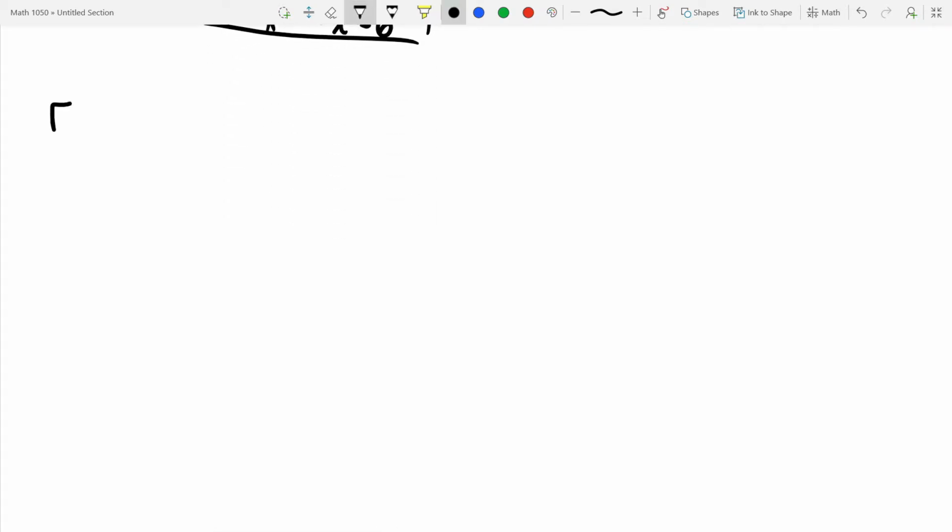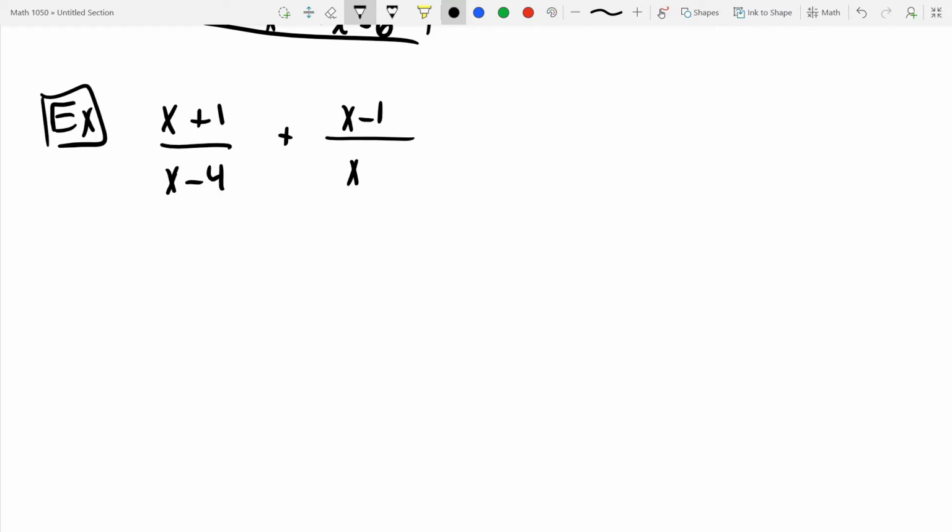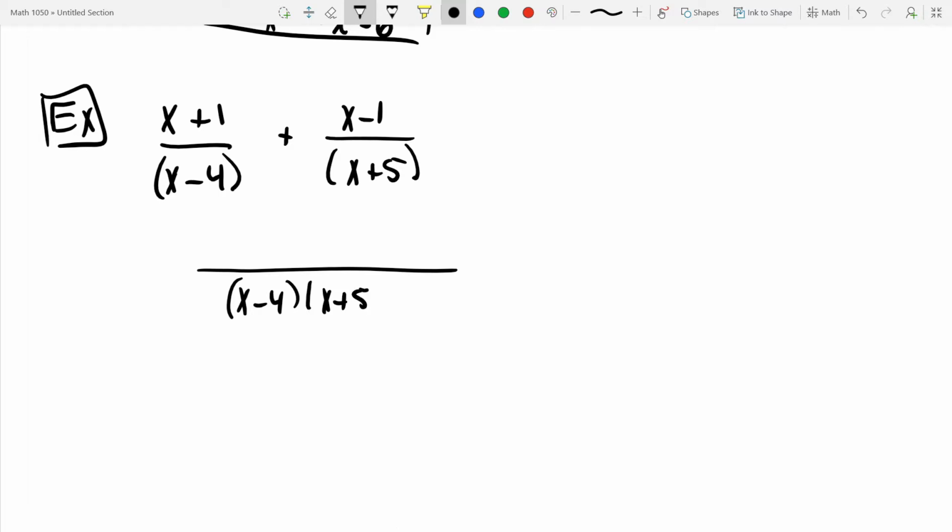All right, so here's another one. Just a little bit more complicated. So this is x plus 1 over x minus 4 added to x minus 1 over x plus 5. I need to get a common denominator. So I'm going to put parentheses around these, and I'm just going to pull them together. So that's x minus 4 times x plus 5. This one has the x minus 4. He's missing the x plus 5. So it looks like that.